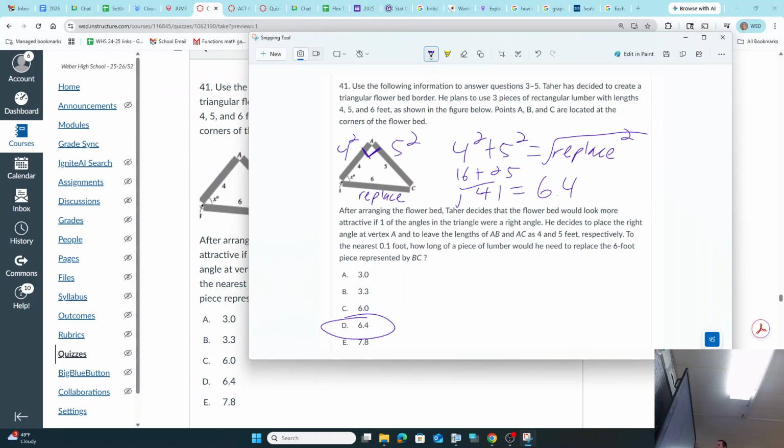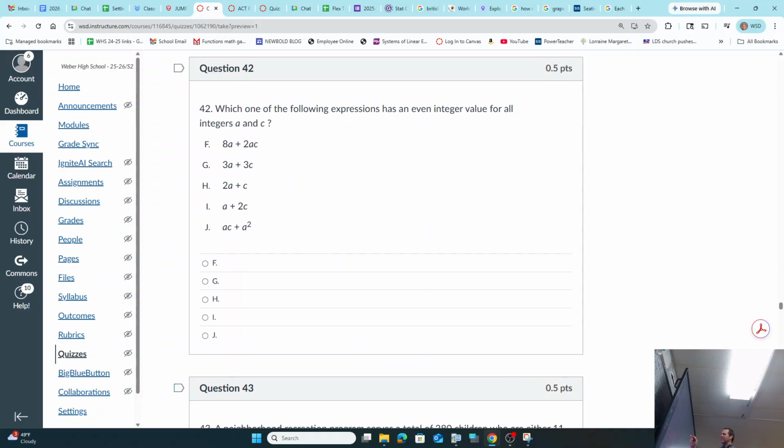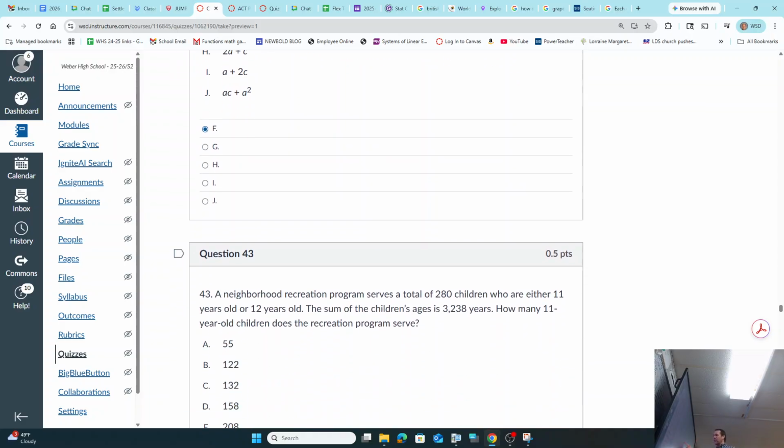Woo! So there's our answer for 41. Yeah, it's like 6.4, the square root of 41. Okay, perfect. Okay, good. So keep on going. Okay, so 42, I think we already did. I think that was F.